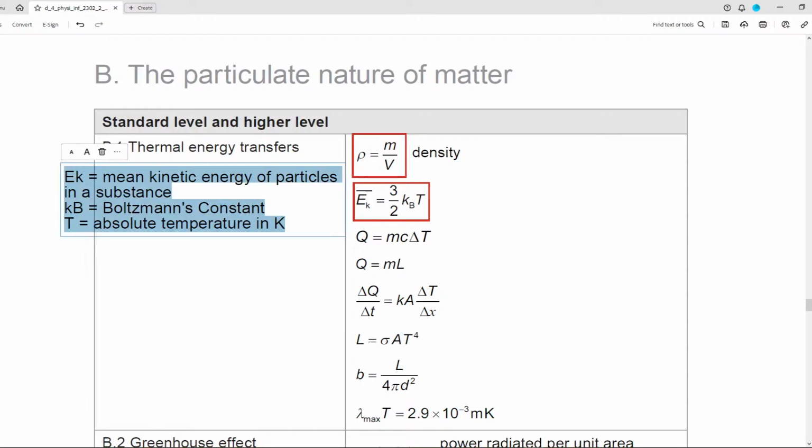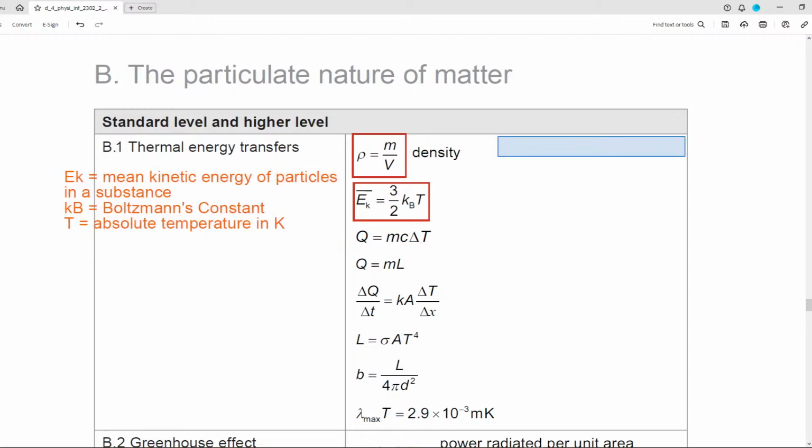I'm thinking about it, I can probably change color too. No, it's okay. Red, orange. There we go.